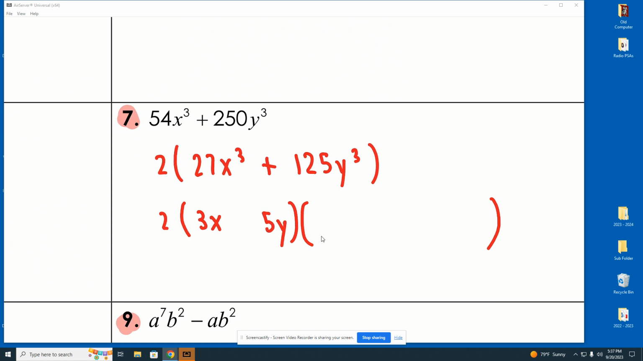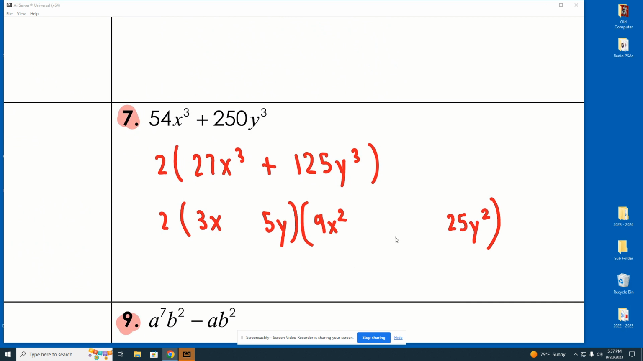Now, hopefully you guys recall from yesterday and the examples that you saw already, the outside terms, my ends, we take these values and we square them. What's 3x times 3x? 9x squared then should be here. What's 5y times 5y? Well, that's 25y squared. So that's what you should have on your ends.